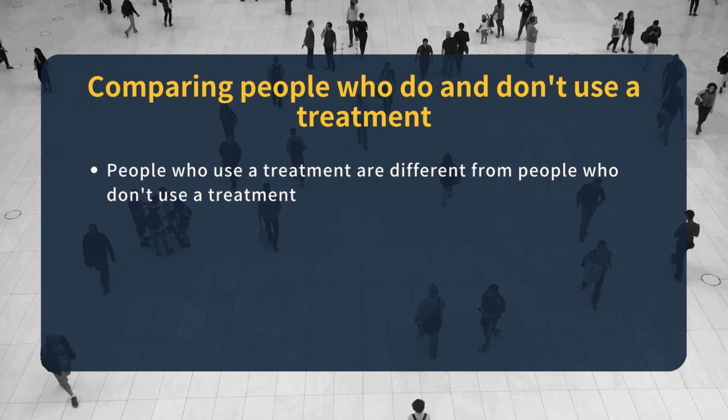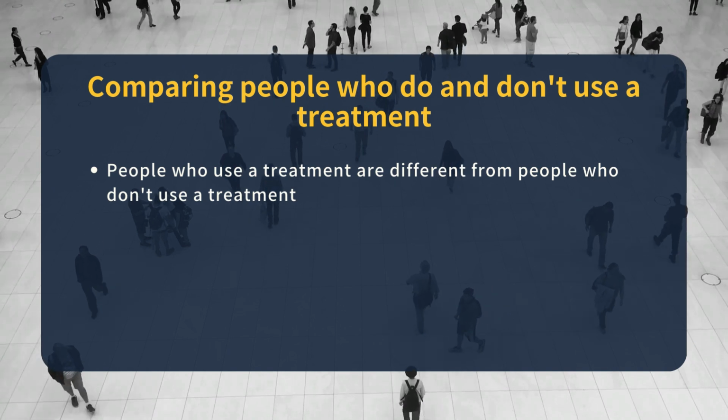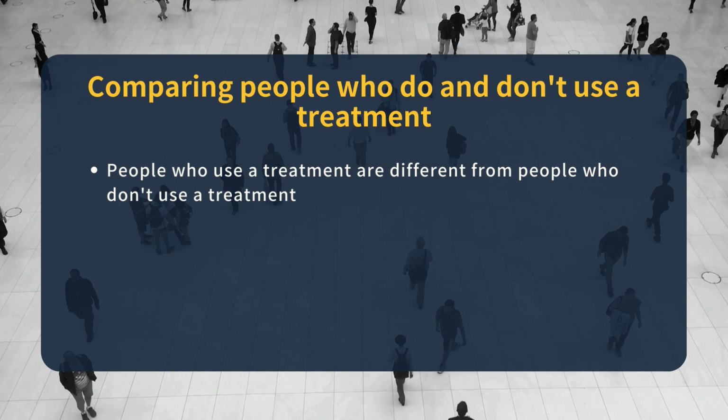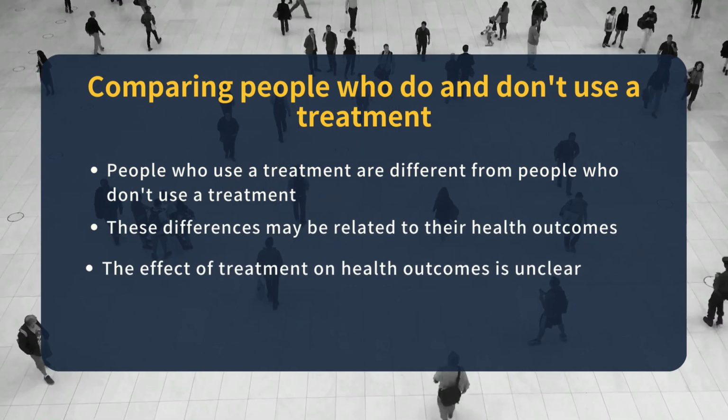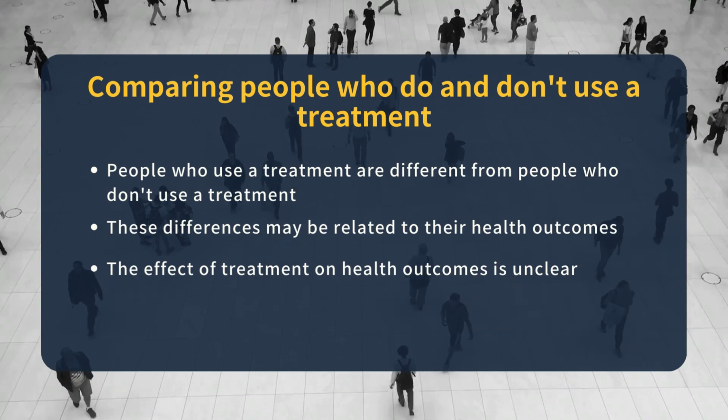The problem with this is that the people who use a treatment are often different from people who don't use a treatment. These differences may be related to their health outcomes, and it's hard to know what the effect of the treatment itself was. Here's an example of how this can be a problem.